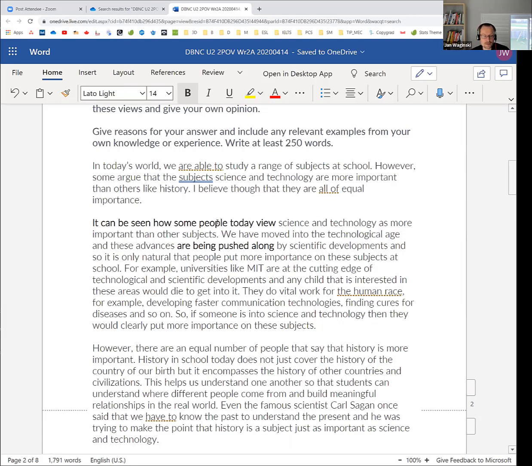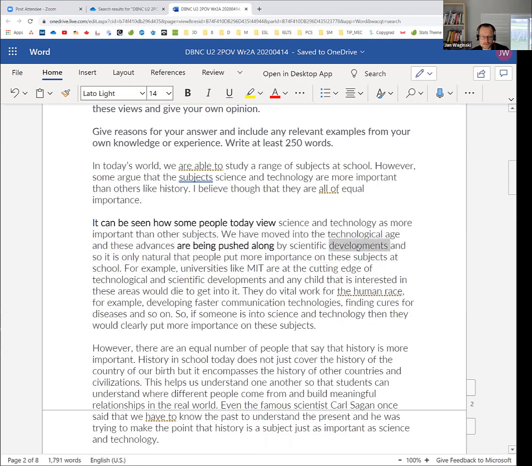Now, what kind of language does the author use to indicate that this is an opinion that some people have? On the first line, it can be seen how some people today view. Right, it's clear that it's not the author's opinion. He's just describing the viewpoints that some people have. So that's your topic sentence. Next, we've got reason. We've moved into the technological age, and these advances are being pushed along by scientific developments. And so it's only natural that people put more importance on these subjects at school.